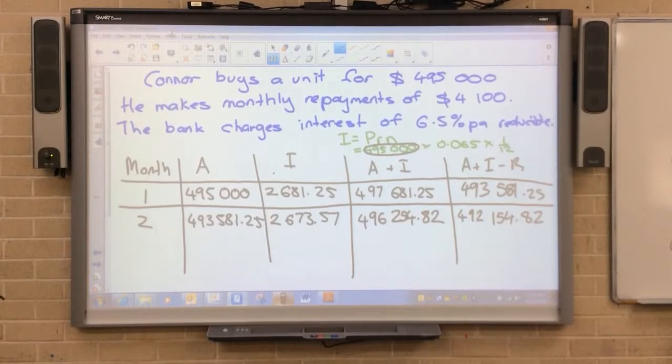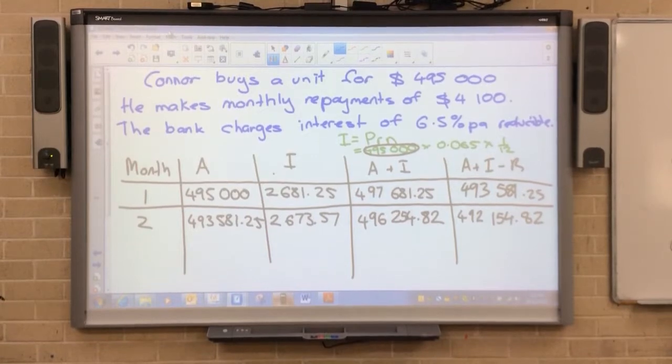Now the question can also tell you, sometimes they like to tell you how long it took to pay off. So for example, it might tell me that Connor took 15 years to pay it off. If I'm told that, is there a way I can work out the interest he was charged without filling in 15 years worth of table? Yes, there is a way.